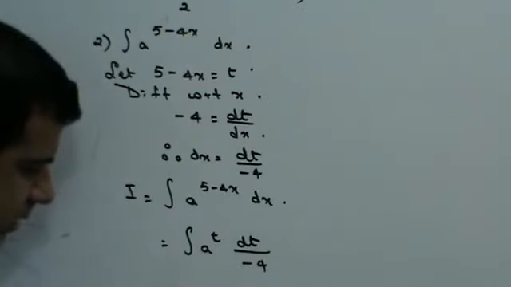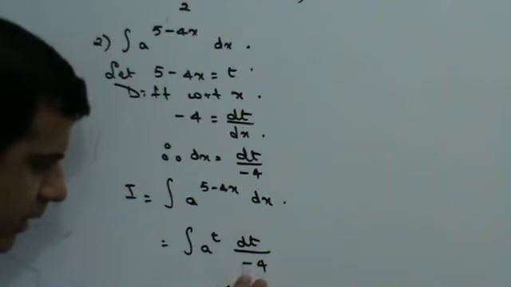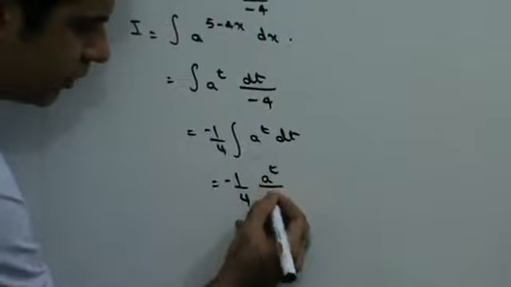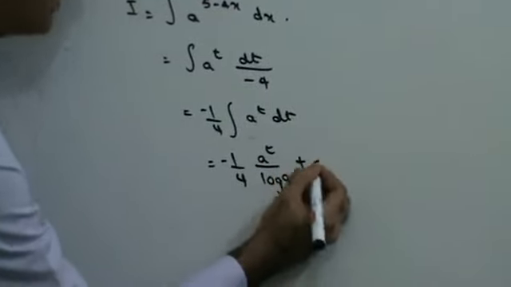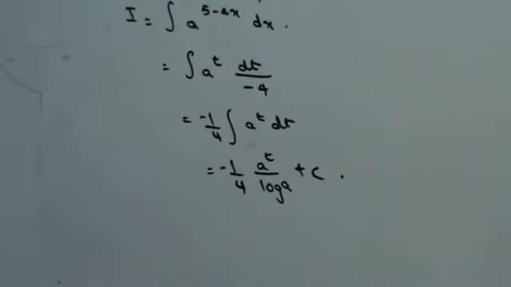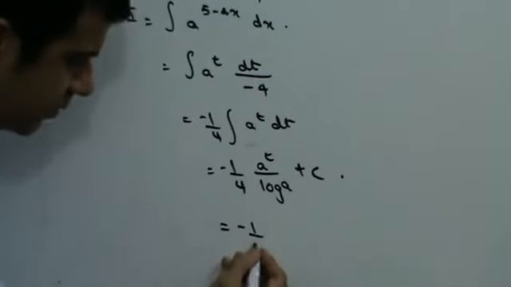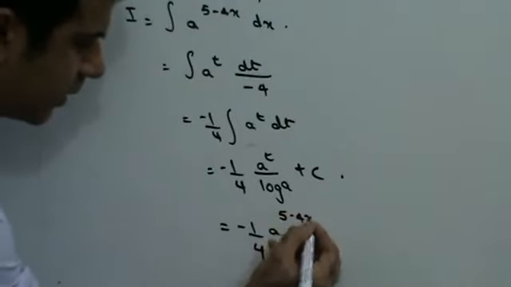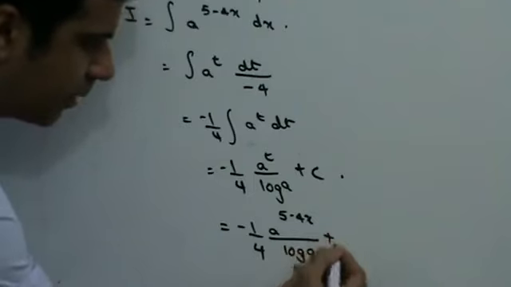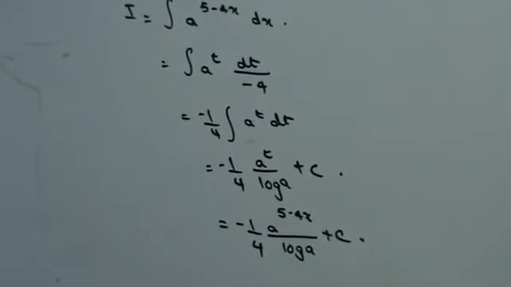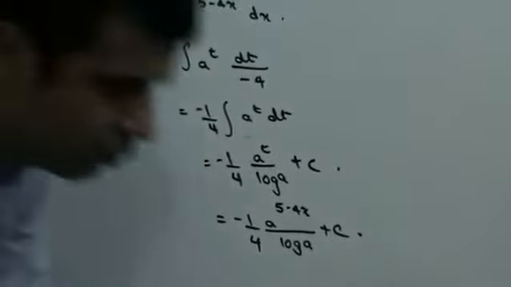Now, this can be written as minus 1 upon 4 integral of a raised to t dt. Minus 1 upon 4 integral of a raised to t is nothing but a raised to t upon log a plus c. In the previous sum also plus c. Once you finish integration, you have to put plus c. Now, this can be written as minus 1 upon 4 a raised to t. Substitute, so a raised to 5 minus 4x upon log a plus c. So your answer is going to be minus 1 upon 4 a raised to 5 minus 4x upon log a plus c. Right? Let's move on to the next exercise.